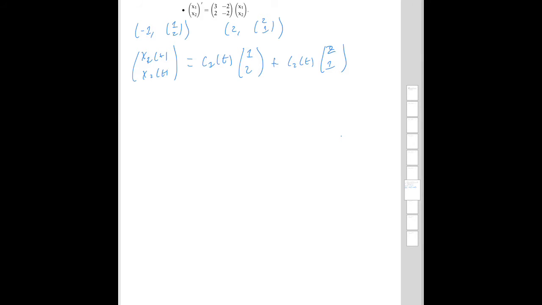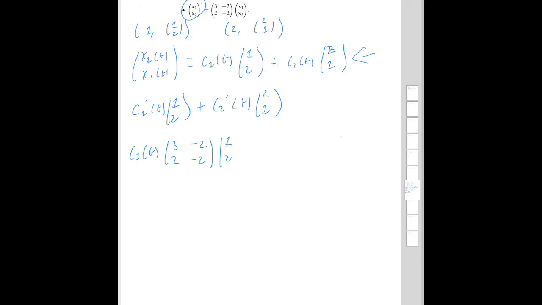All right, so if you plug this into the equation, on the left-hand side is the derivative, and you're going to get c1'(t) times (1, 2) plus c2'(t) times (2, 1). This is the left-hand side, the derivative part. And on the right-hand side is going to be the matrix times that vector. So this is going to be c1(t) times the matrix (3, -2, 2, -2) times (1, 2), plus c2(t) times the matrix times (2, 1).